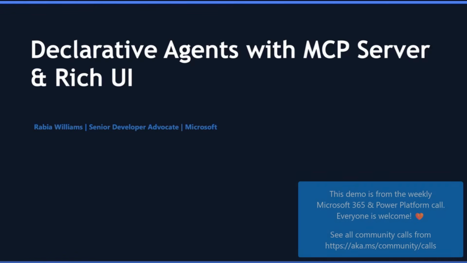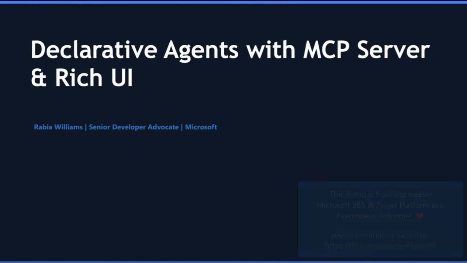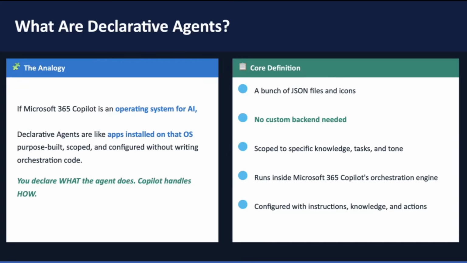So I'm going to follow through a few of the concepts. Seb has already covered a lot of deep dive stuff into declarative agents and MCP servers in general. But I will just recap because I love to do analogy-based explanation for things. So M365 is the UI for AI, and if it's an operating system, declarative agents are like apps installed on the OS.